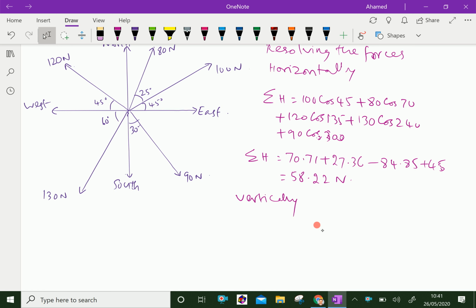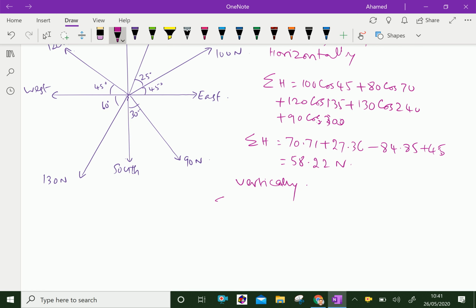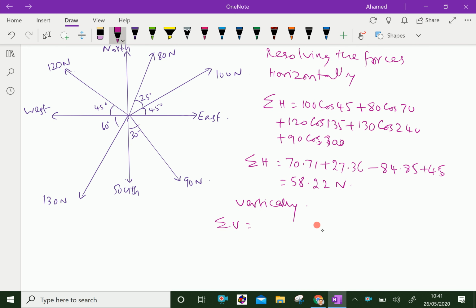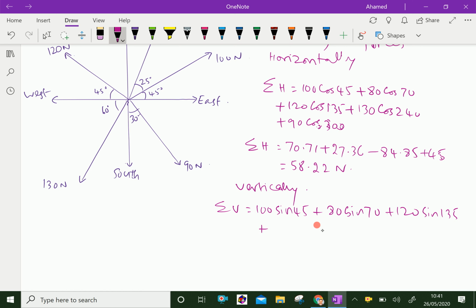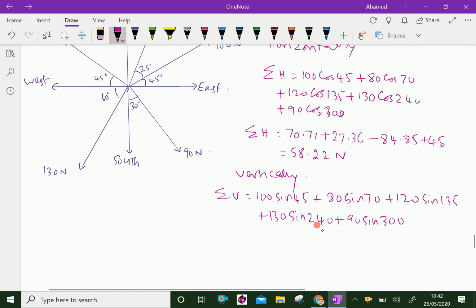Sigma V equals the same forces with sine, that is 100 sine 45 plus 80 sine 70 plus 120 sine 135 plus 130 sine 240 plus 90 sine 300. Okay, let us calculate first.